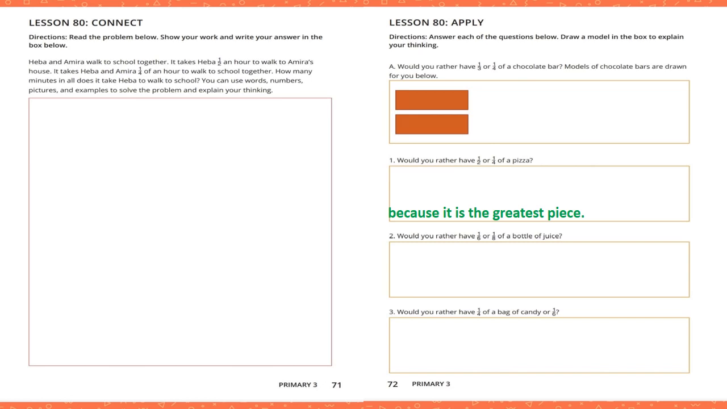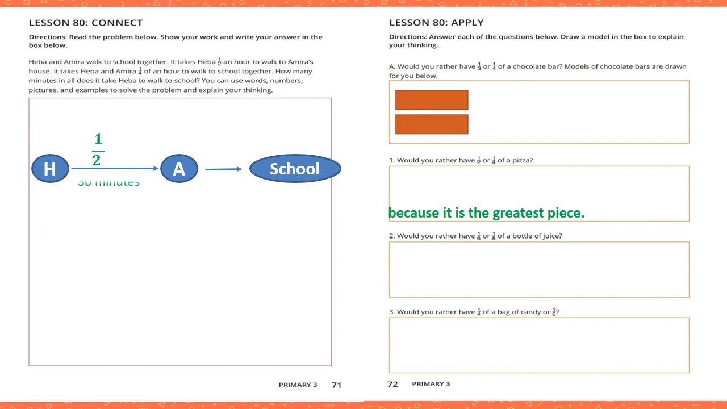Let's move to lesson 80, the connect part. Hiba and Amira walked to school together. It takes Hiba half an hour to walk to Amira's house. So from Hiba to Amira, we have half an hour. Half an hour equals 30 minutes. We studied before that 1 hour equals 60 minutes, so half an hour equals 30 minutes.